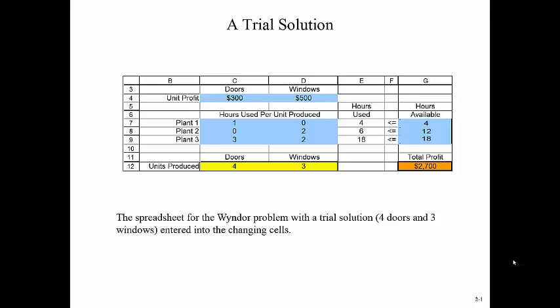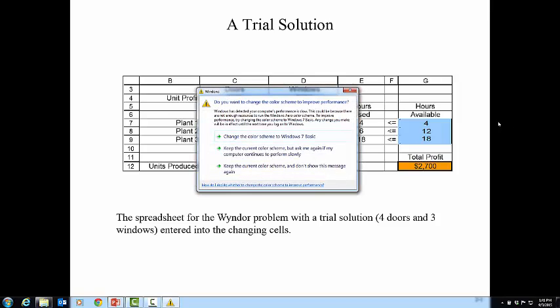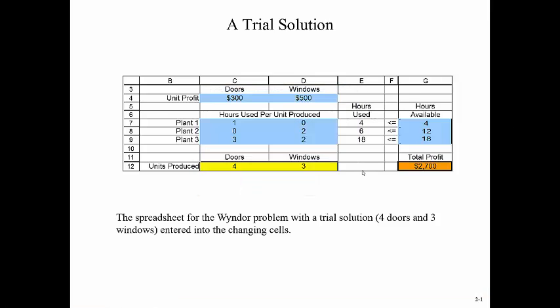And again, the only decisions to be made were how many doors and how many windows to be produced. And the constraints on the problem were related to the number of hours available for producing these new products at plants 1, 2, or 3. So, if you recall really quickly, one of the complicating aspects of the problem was that the separate products had different profit amounts attached to each.